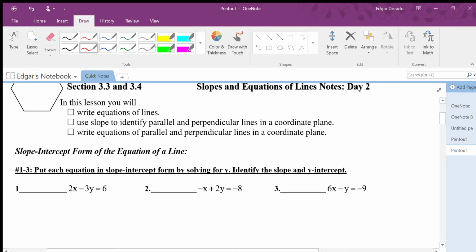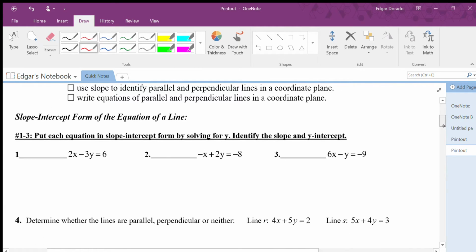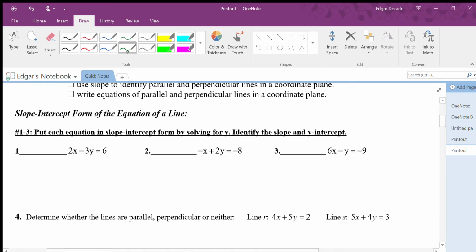Alright, so as we get started today, let's look at some of our goals for today. We're going to try to write equations of lines. We're going to use slope to identify parallel and perpendicular lines in a coordinate plane, just like what we did on the last video. And then we're also going to write equations of parallel and perpendicular lines in a coordinate plane.